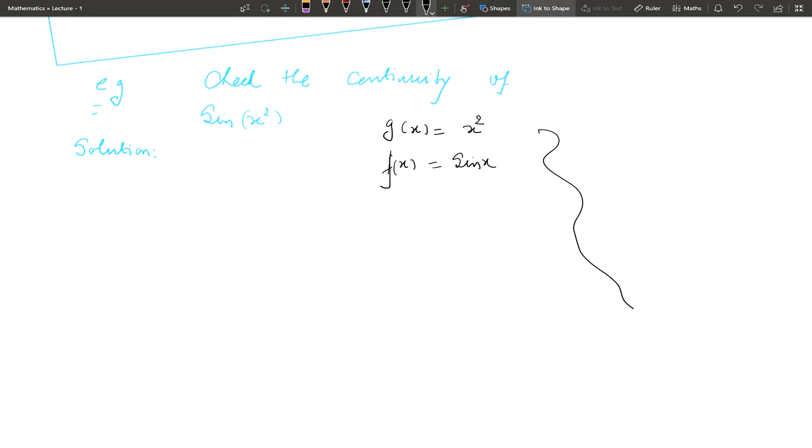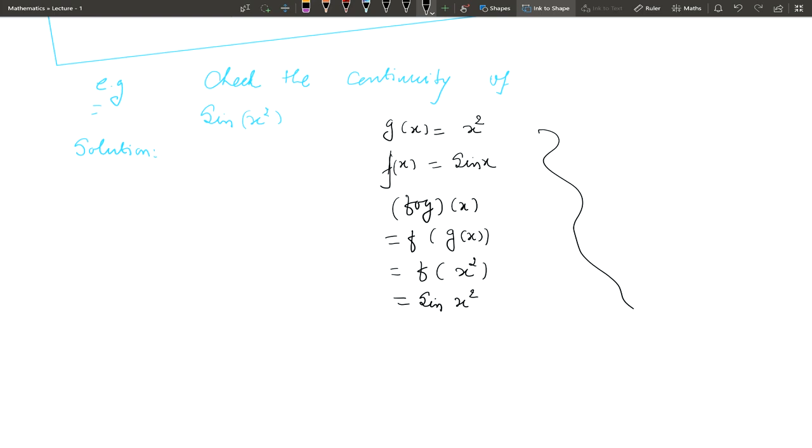Now let us evaluate f of g of x. So this is f of g of x, where g of x is x square. Now by the definition, f of x equal to sine x, so f of x square equals sine x square.